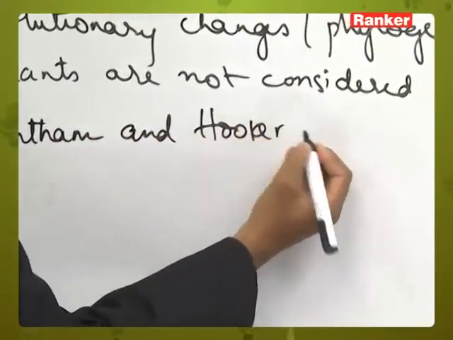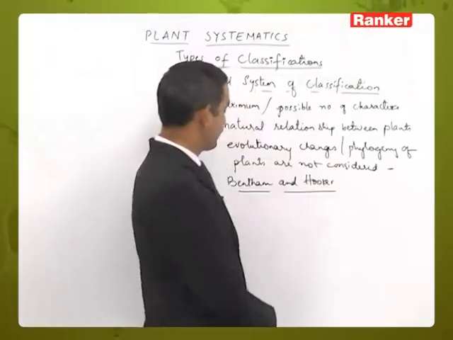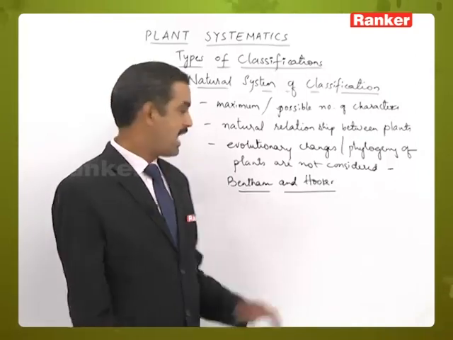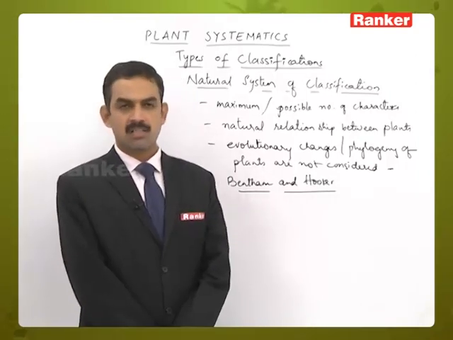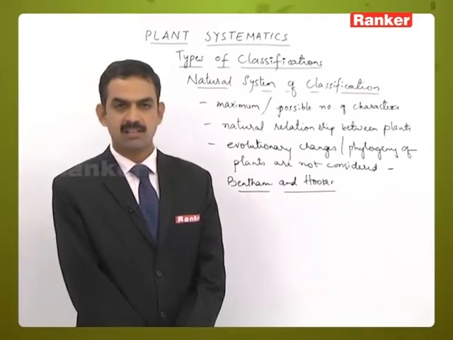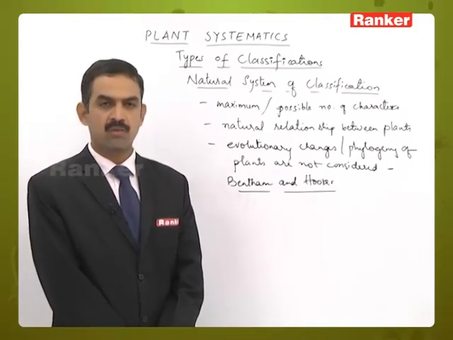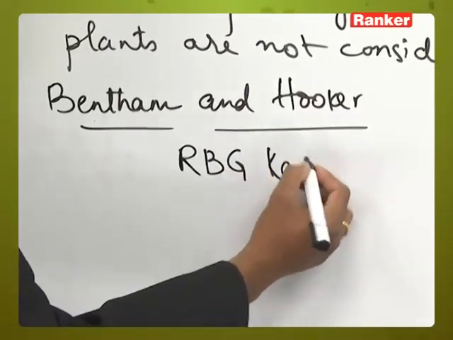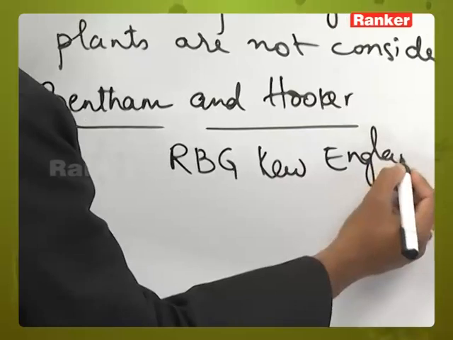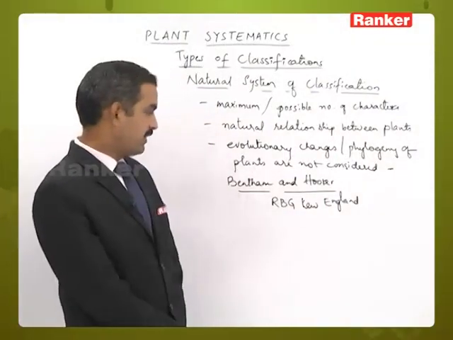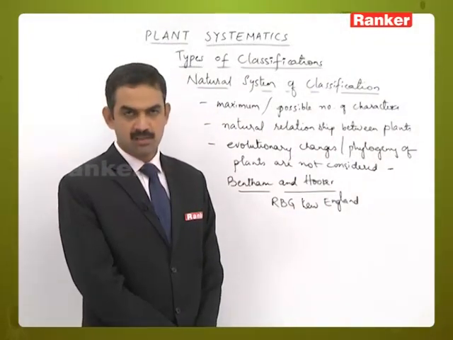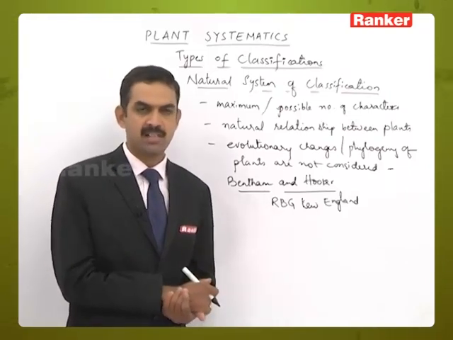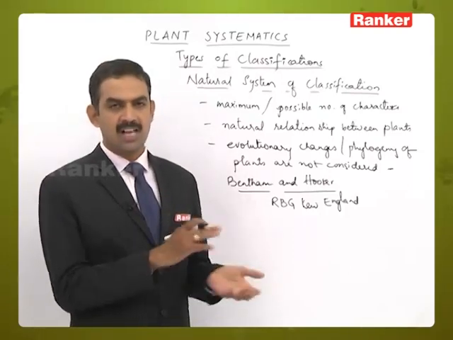Hooker. So here the Bentham and Hooker system of classification is based on Bessey's system of classification. Bentham and Hooker, these two persons, were botanical scientists who were working in Royal Botanical Garden, Kew, England. And they had studied a large number of plants. Based on the characteristic variations or similarities between the plants, they classified the plants.